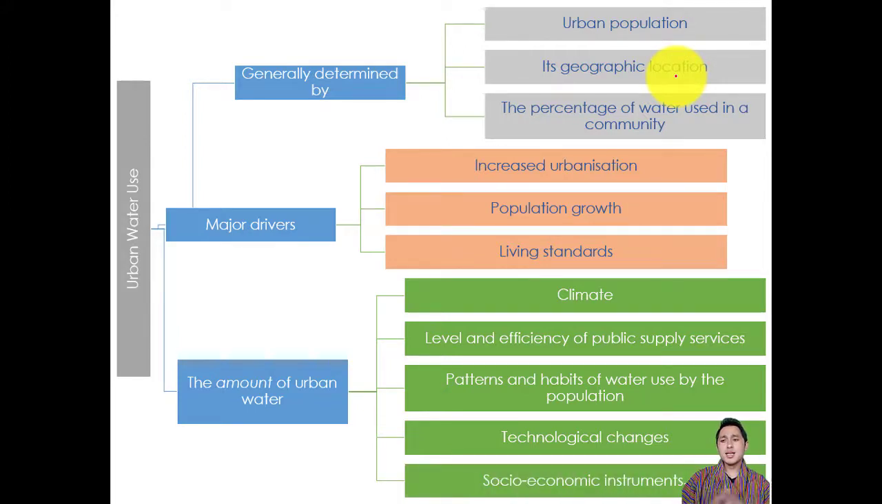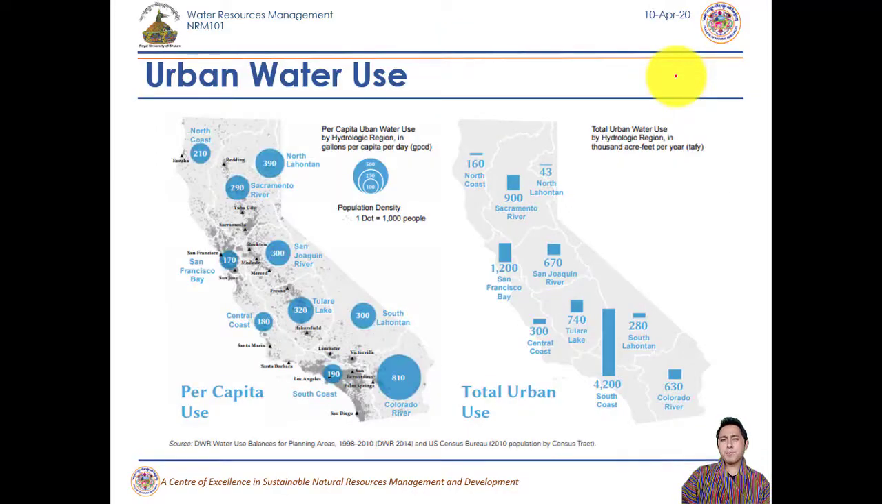So technological changes again can drive the amount of water that's being used by the urban area. And last, the socioeconomic instrument. How rich or how poor the people are, how well educated the people are, can really change the amount of water that's being used in the urban area. I just got one example to let you know exactly what urban water use is all about.